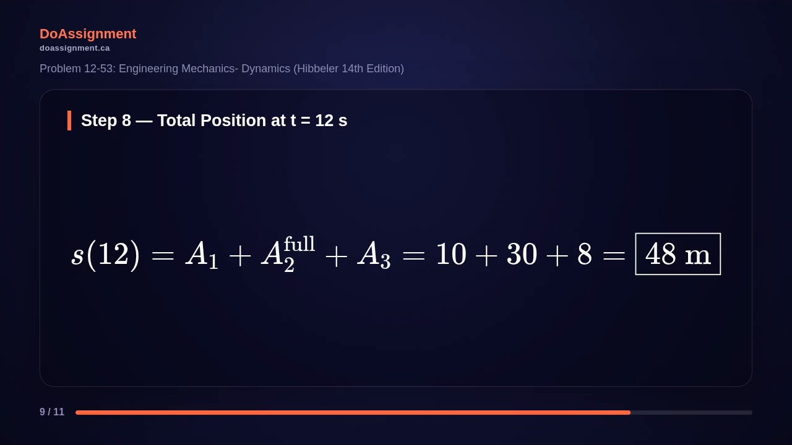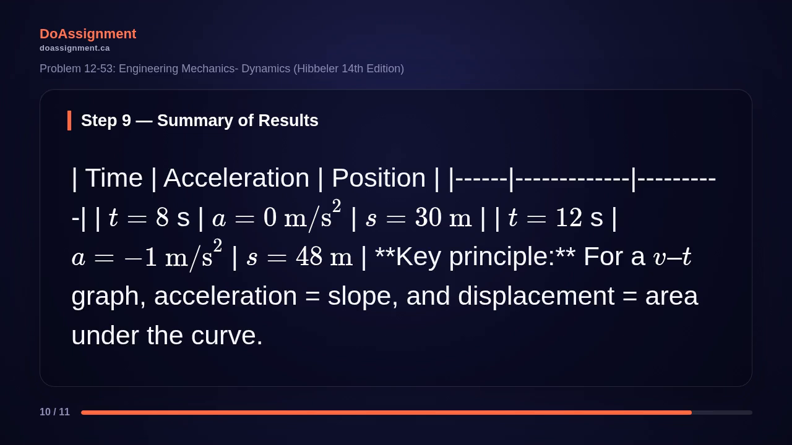Summing all three areas, 10 meters plus 30 meters plus 8 meters, gives a total position of 48 meters at t equals 12 seconds. To summarize, at t equals 8 seconds, the acceleration is 0 meters per second squared and the position is 30 meters. At t equals 12 seconds, the acceleration is negative 1 meter per second squared, and the position is 48 meters.